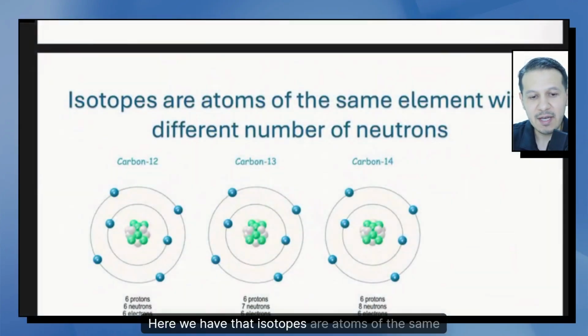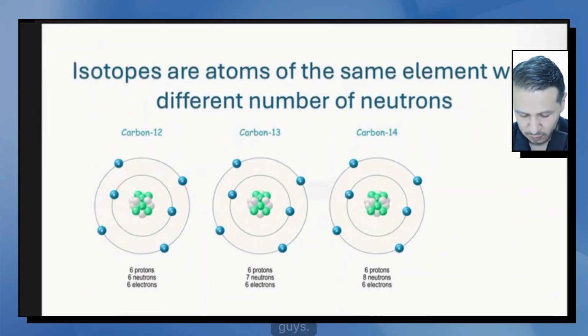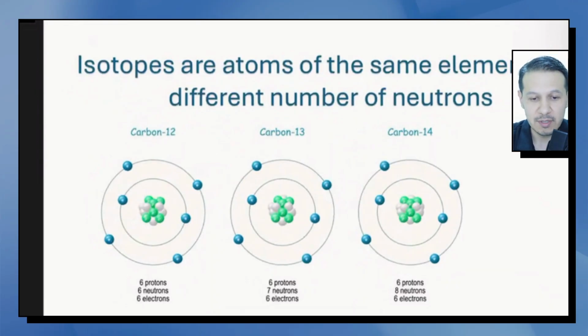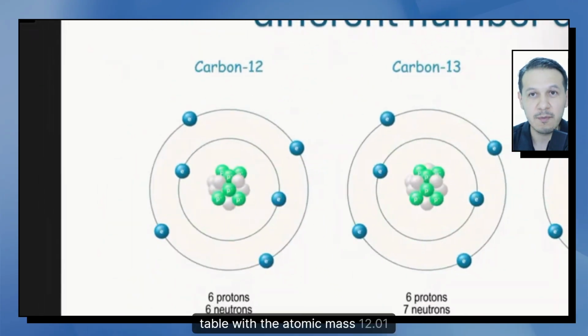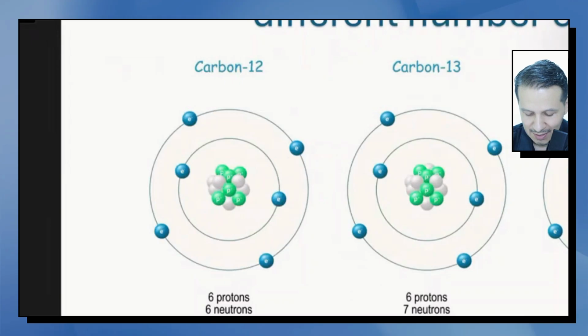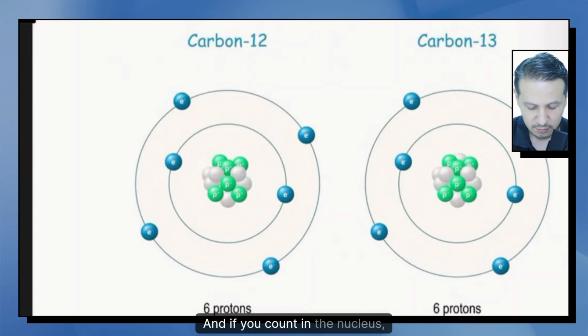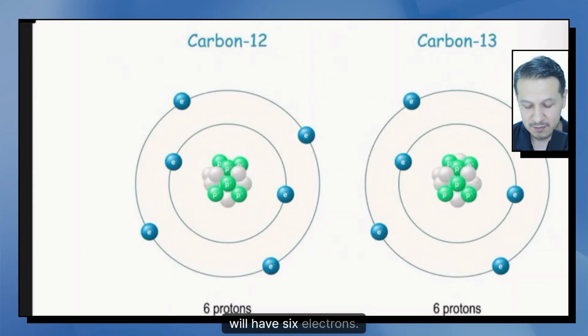Here we have that isotopes are atoms of the same element with a different number of neutrons. This is very important, guys, and I would like to explain and show this with the element carbon. The carbon that we know in the periodic table with the atomic mass 12.01 has 6 protons, 6 neutrons, and 6 electrons. This is the carbon atom, and if you count in the nucleus, we have the 6 protons and the 6 neutrons, and we have 6 electrons.